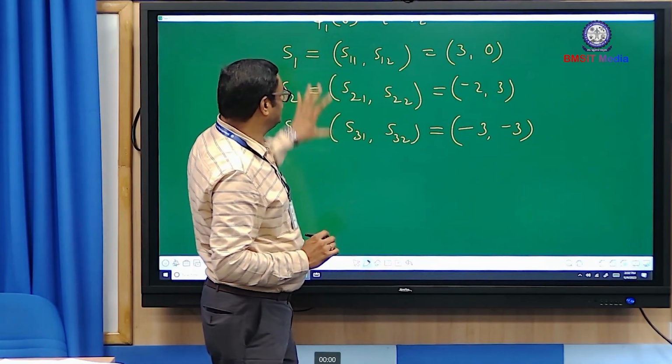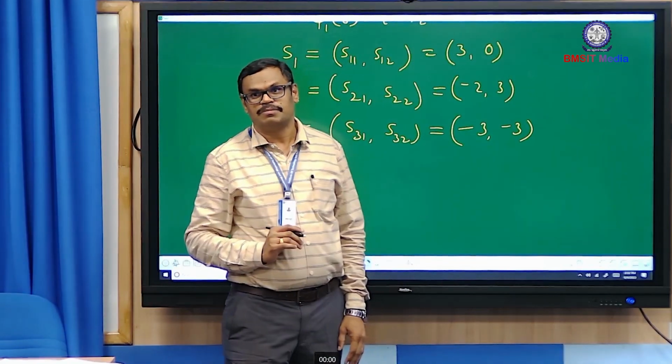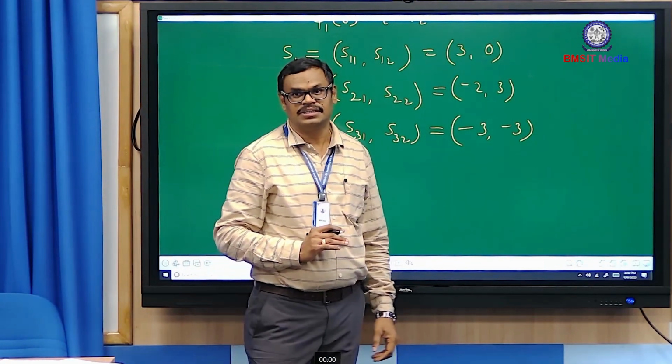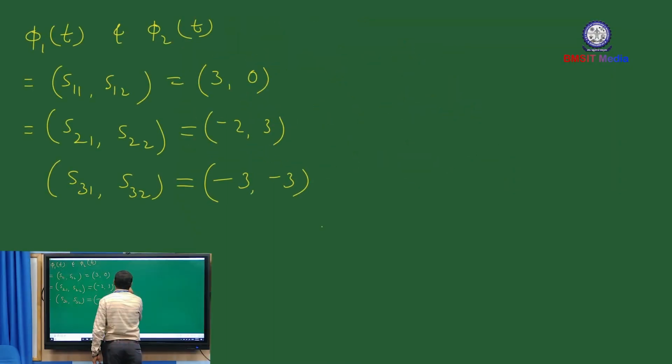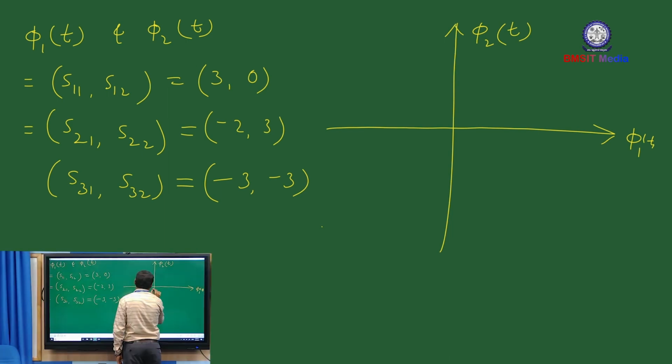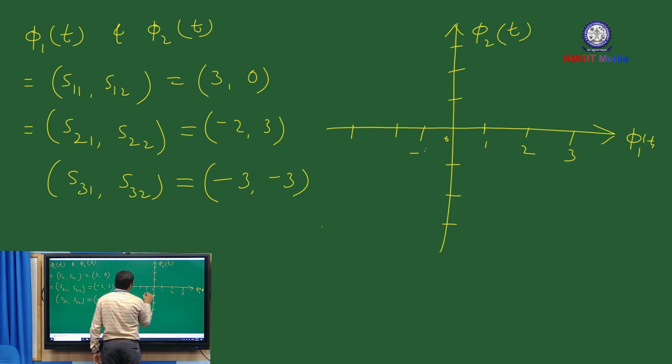We need to draw the signal constellation diagram, and we need to express these three signals in terms of the orthonormal basis functions. So let us try to understand how to represent these three signals in the signal constellation diagram. Since there are two basis functions, I can take this as phi1 of t and this one as phi2 of t. I can mark the scale, that is 1, 2, 3, and minus 1, minus 2, minus 3 on each axis.